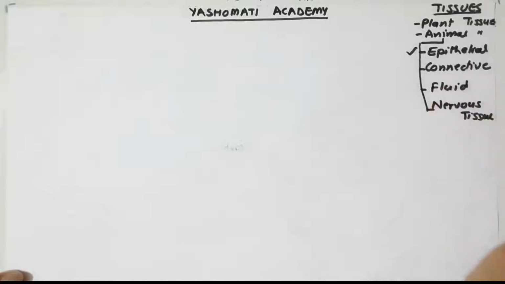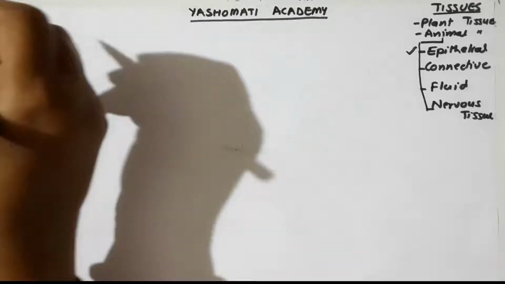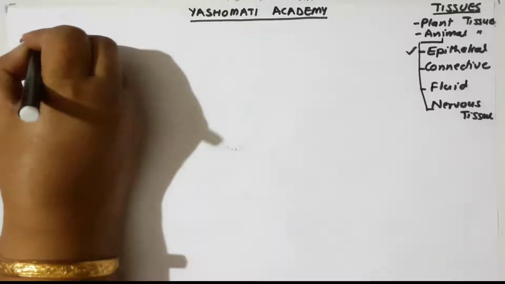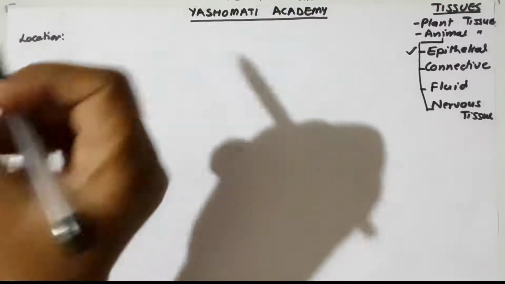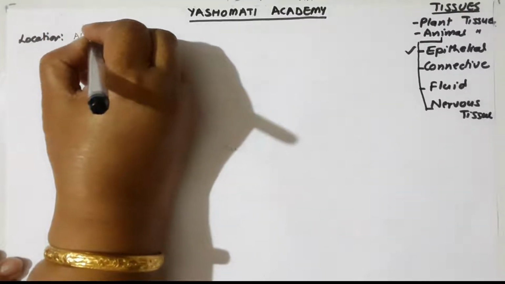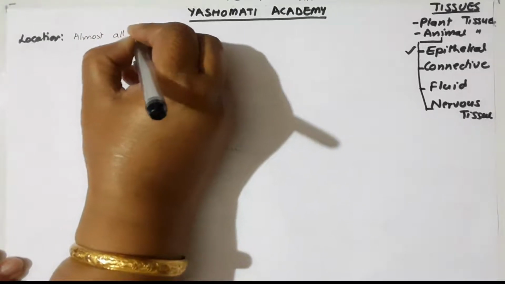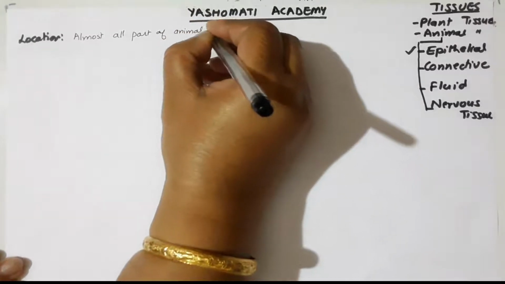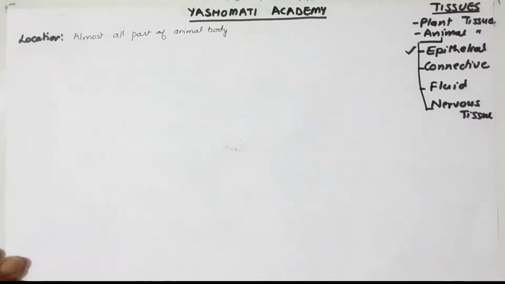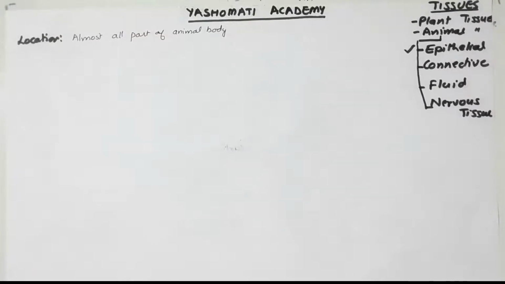Epithelial tissue we have already discussed in the previous class. Today we will be discussing connective tissue. As far as connective tissue is concerned, they are present almost everywhere. So their location is almost all parts of animal body may be containing these connective tissues.